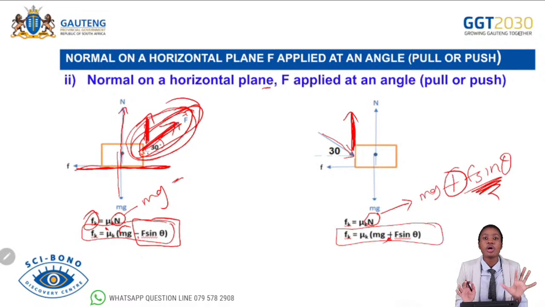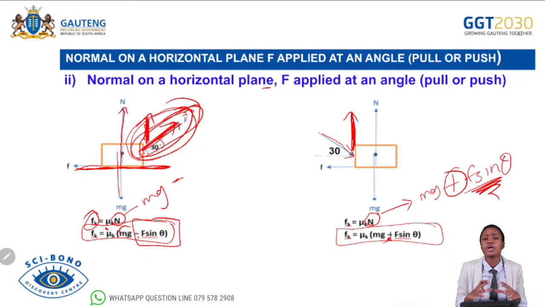Don't forget this. When you are having a pulling force, you will subtract the y component, but when you're having a pushing force, you will add the y component of the vector. So you need to break down the vector into the components and you add.